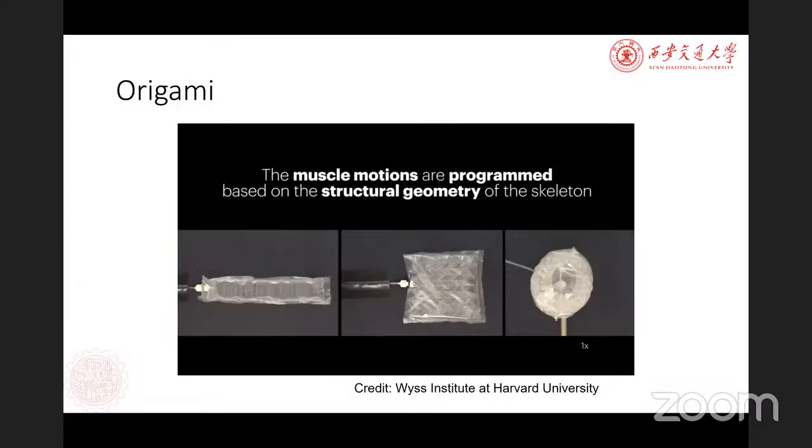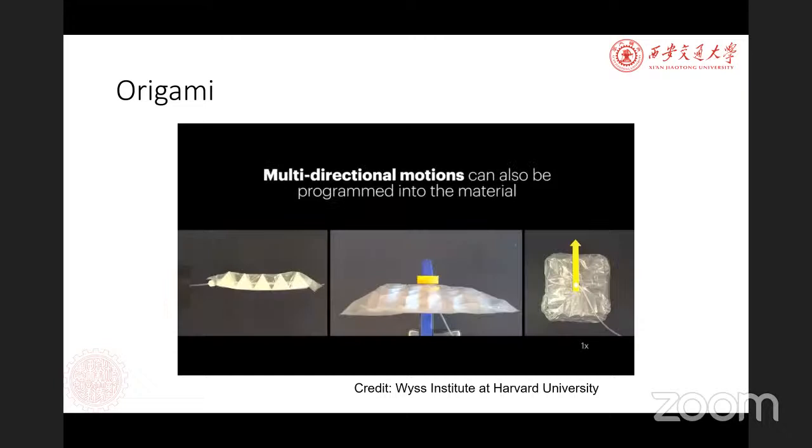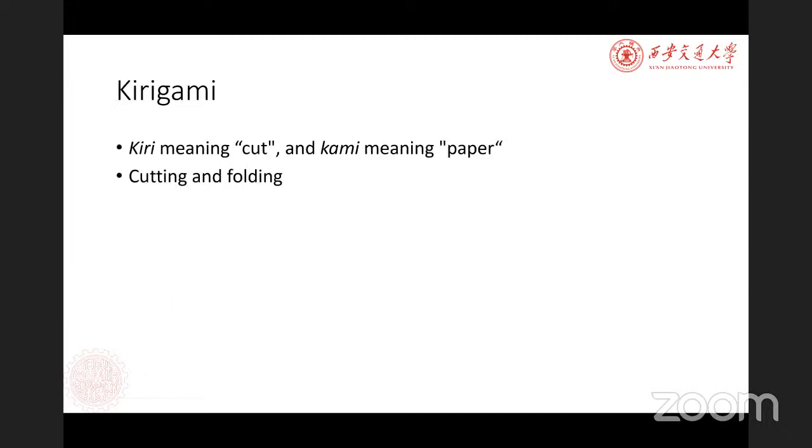Other than that, origami has also been used in the field of soft robotics. Here is an example from Harvard University where origami is used to simulate muscle motions. Kirigami is another concept. Still a Japanese word, it means paper cutting. So compared with origami, the difference is that besides folding, cutting is allowed in the design of kirigami. This means kirigami has more design freedom for geometric modeling.